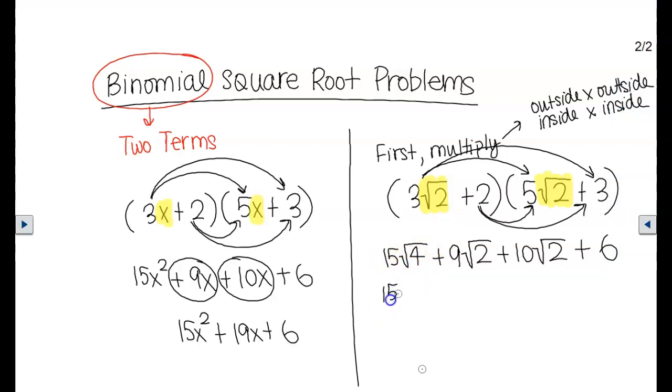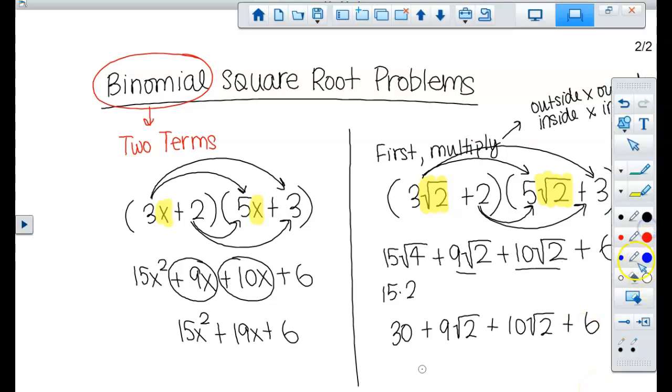This is going to be 15 times 2. 15 times 2, which is 30. So that 15 square roots of 4 becomes 30 because the square root of 4 is just a 2. These two both have a square root of 2. The only way that I can get a 2 is 1 times 2. So I'm not going to be able to simplify those. So this is going to be plus 9 square roots of 2 plus 10 square roots of 2 plus 6. So neither one of these square roots will simplify at all.